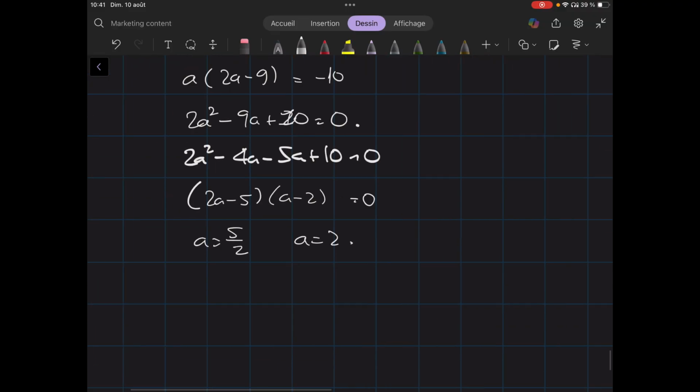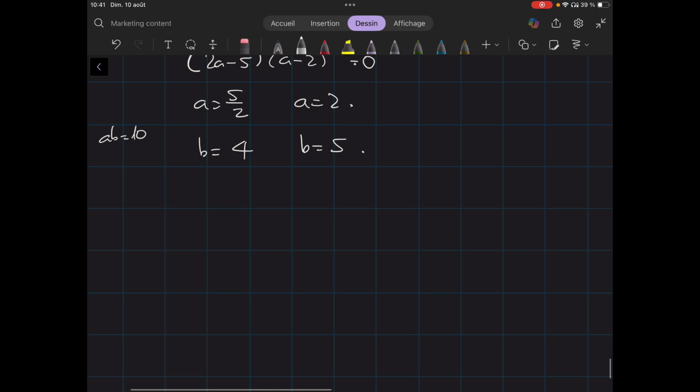If a is 5 and ab is equal to 10, b is equal to 2. If a is equal to 2, ab is equal to 10, b is equal to 5. So our candidates for (a, b) are (5, 2) and (2, 5).